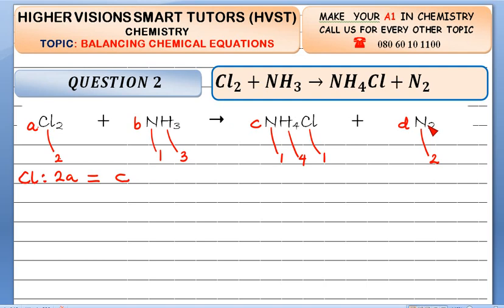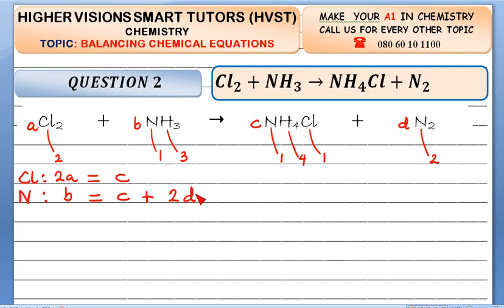I want to move to nitrogen now. For nitrogen, I have 1 times B, that's going to be B. No other nitrogen on that side. So I move on to the product side for nitrogen. For nitrogen on the product side, we have N, that is 1. 1 times C, that's going to be C. Plus, because there is another nitrogen on the other side, on this part, we have 2 times D. 2 times D, that's going to be 2D. Alright, I'm done with nitrogen.